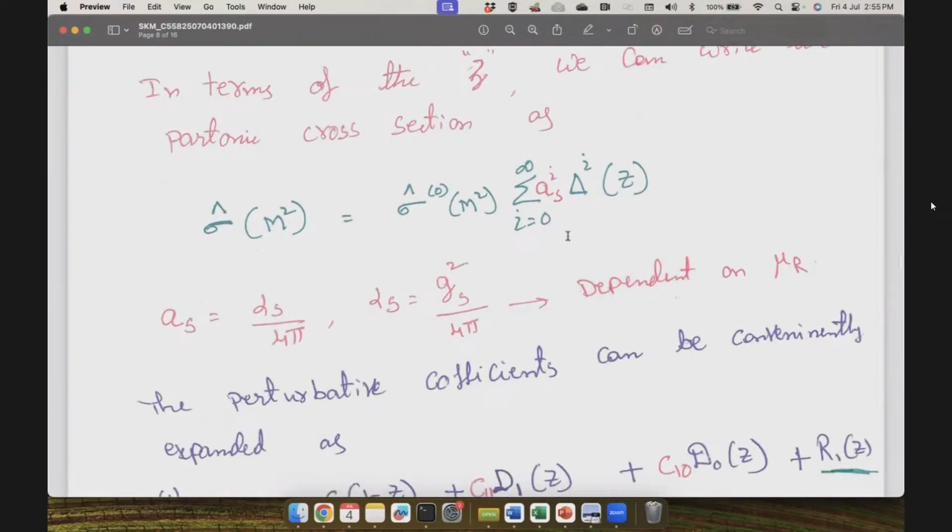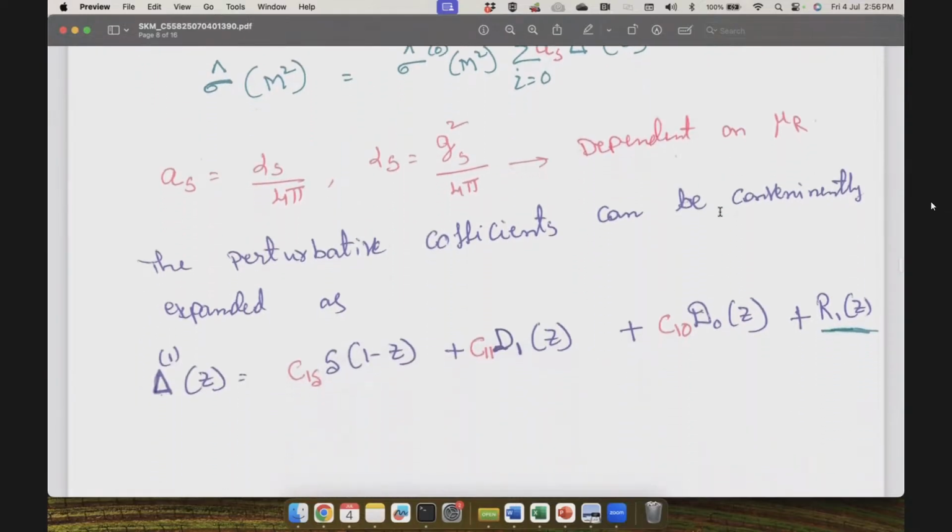Here I have introduced one quantity, a_s, which is nothing but alpha_s by 4 pi, where alpha_s is related to the strong coupling constant g_s squared by 4 pi. For simplicity, I am dropping all the arguments like mu_R. By definition, all the quantities on the right hand side are calculated in perturbation theory, so they all depend on mu_R, the renormalization scale. As of now, these are at the parton level. You can also have the hadron level cross section, and in that sense on the right hand side the mu_F dependence also comes into the picture.